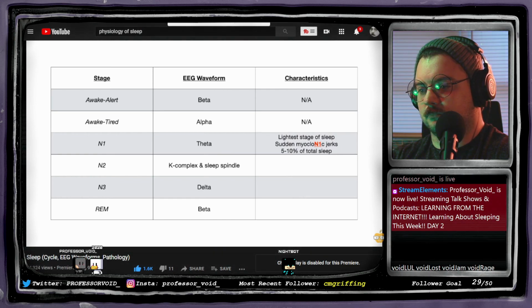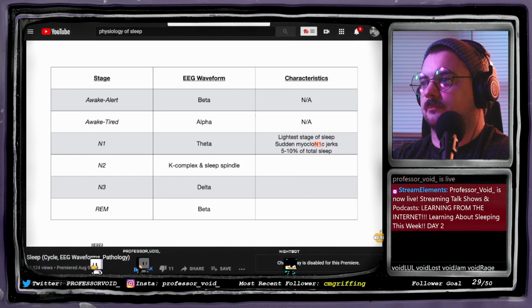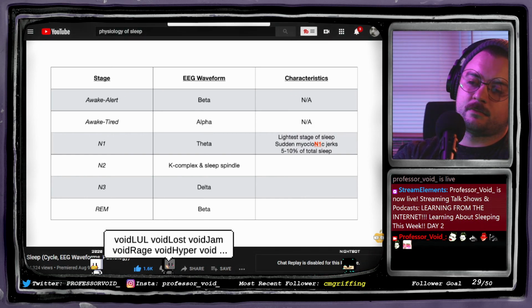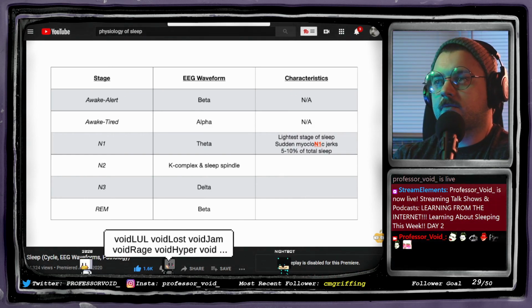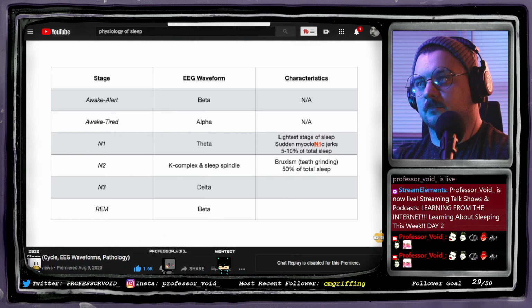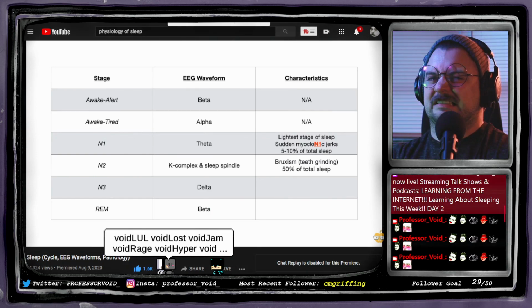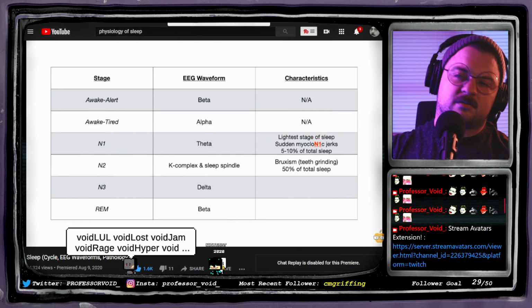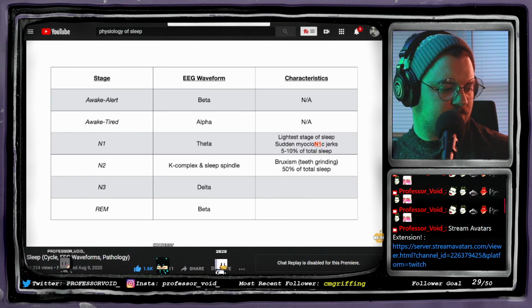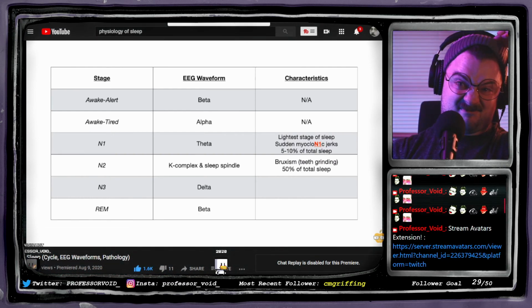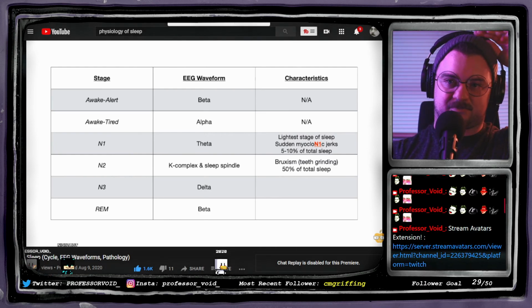Let's move on to N2. So N2, we already talked about, is categorized by those K complexes and sleep spindles. But the other thing that you need to know is that this is where bruxism occurs. Bruxism is a fancy term for teeth grinding. And this is 50% of total sleep. So most of the sleep throughout the night is N2. That's very, very high yield to know. For N3, we already talked about that you see delta waves.